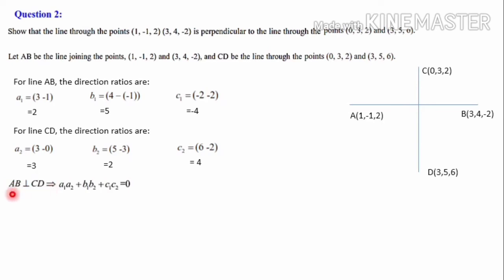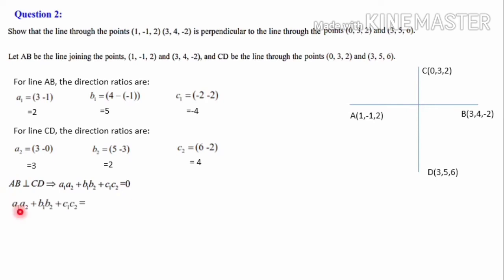We have learned the condition: if AB is perpendicular to CD, then A1 A2 plus B1 B2 plus C1 C2 is equal to 0. That means if A1 A2 plus B1 B2 plus C1 C2 is 0, the two lines are perpendicular.